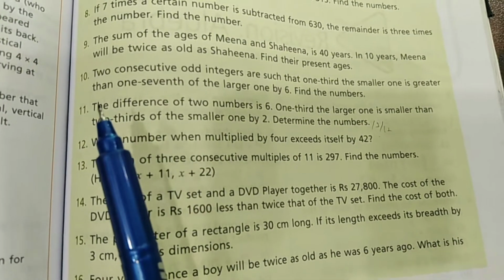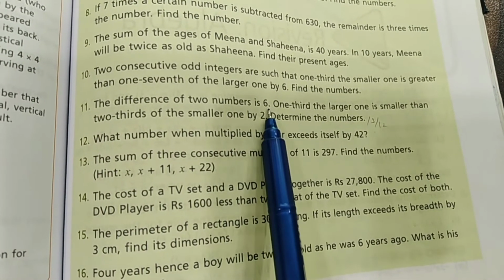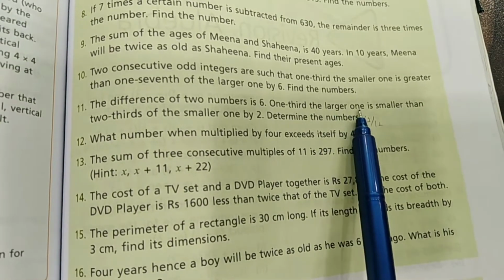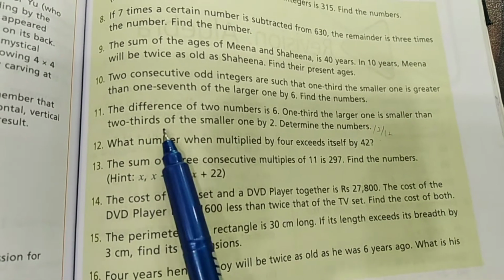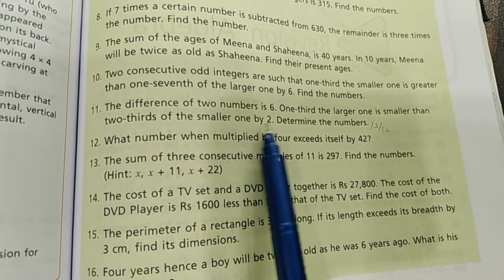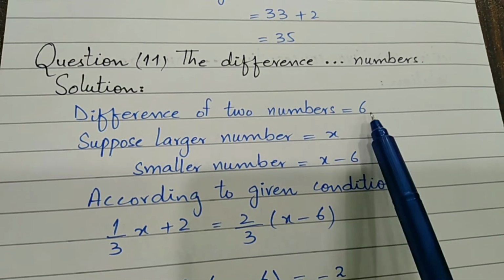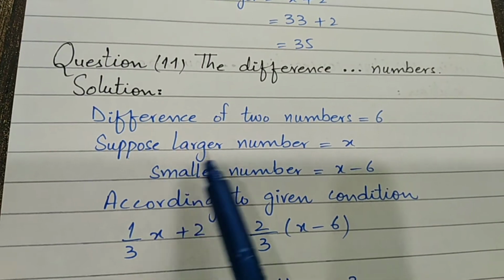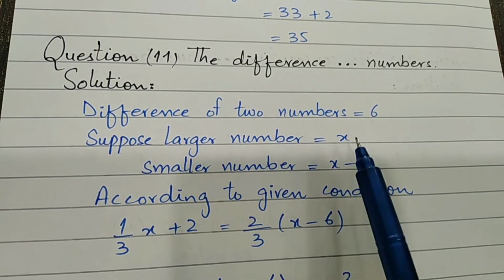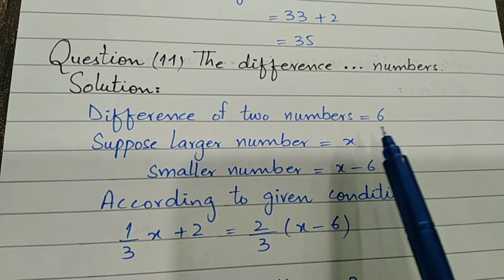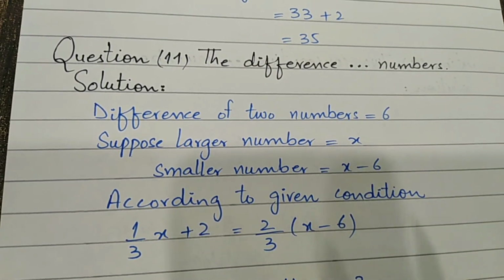Now the last question of this lecture: the difference of two numbers is 6. 1/3 of the larger one is smaller than 2/3 of the smaller one by 2. Determine the numbers. The difference of the two numbers is 6, so we suppose the larger one is x. The smaller number will be x minus 6 after their subtraction.